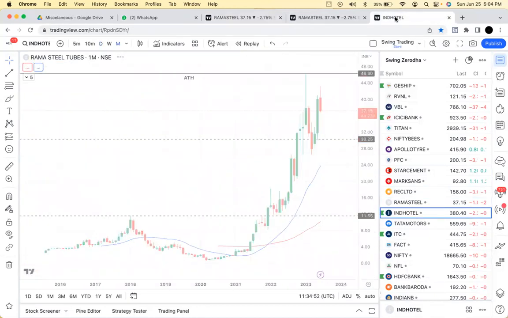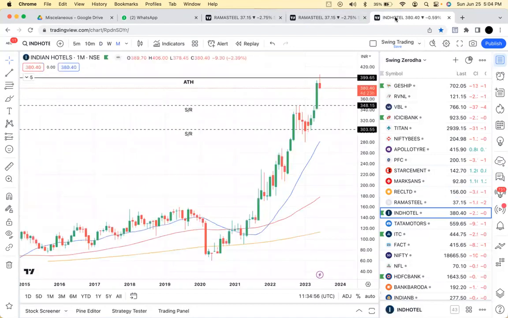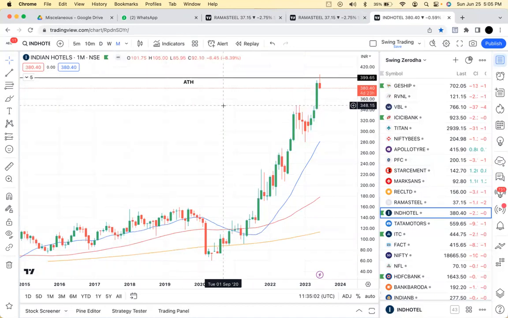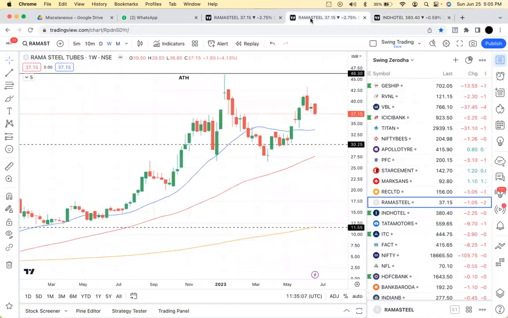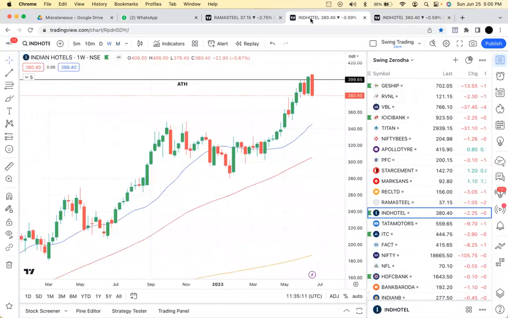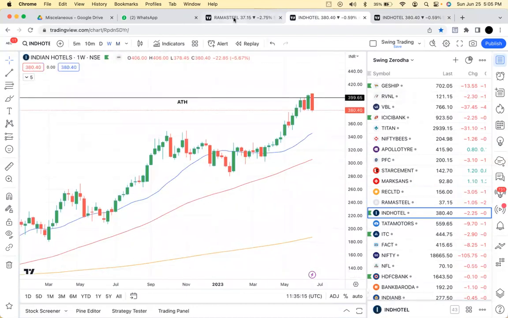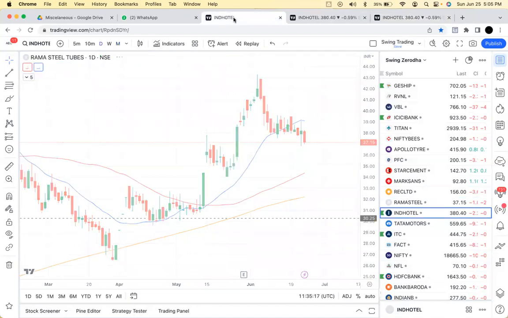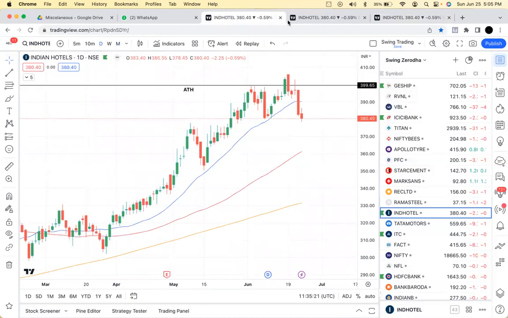From there, I go to Indian Hotels. By the way, this is what I do every single week. I go through one by one by one. Indian Hotels, looking good. I don't need this support resistance line. Okay, Indian Hotels on the monthly, it's looking good. Let's see what it looks like on the weekly. It looks good. You see it there. And then on the daily, let's look at Indian Hotels on the daily chart. It's still looking good.